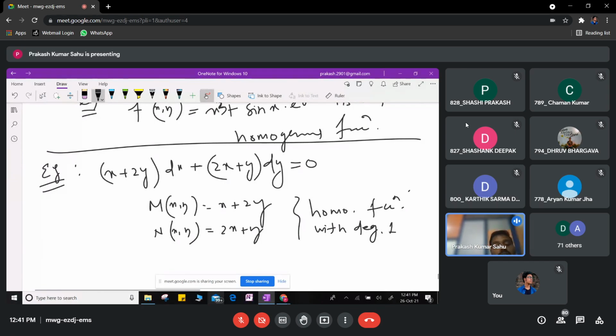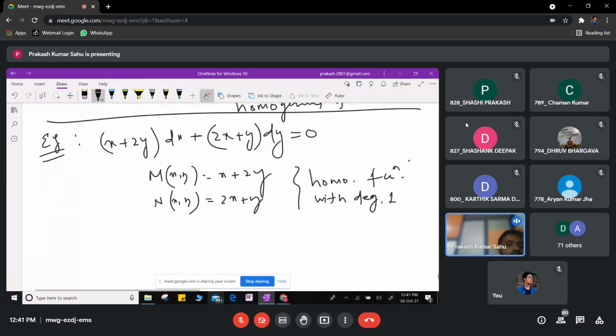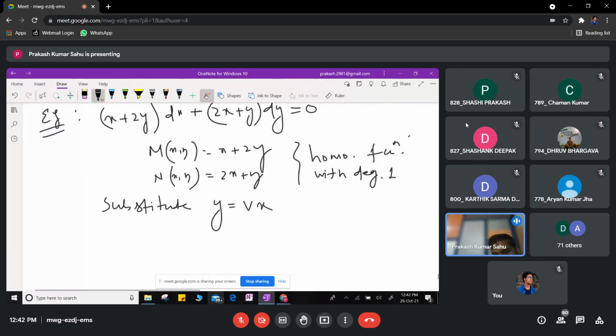Now if the differential equation is homogeneous and has the form M(x,y) dx plus N(x,y) dy is equal to 0, then you have to substitute y is equal to vx. If you substitute y is equal to vx, what is dy? You can write directly dy is equal to v dx plus x dv. So you directly substitute.